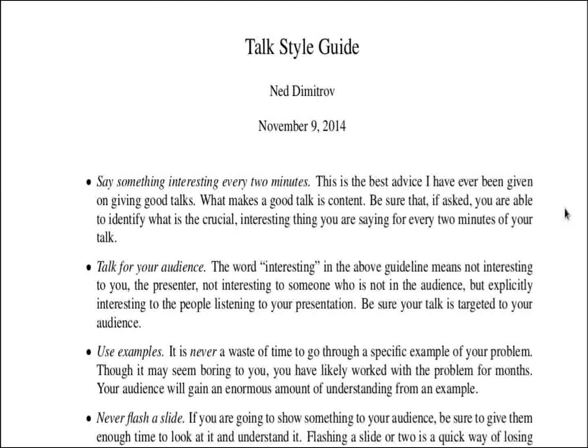So the first one is probably the most important piece of advice that anybody gave me about creating a presentation, which is say something interesting every 2 minutes. And what this means is that for each part of your talk, you should know exactly what you're trying to communicate with your audience for that part of the talk. And you should be as information dense as possible. What I mean by that is that you have to know what is the interesting bit that you're communicating every 2 minutes, and you have to keep those interesting bits coming throughout your talk. That's what an audience appreciates.